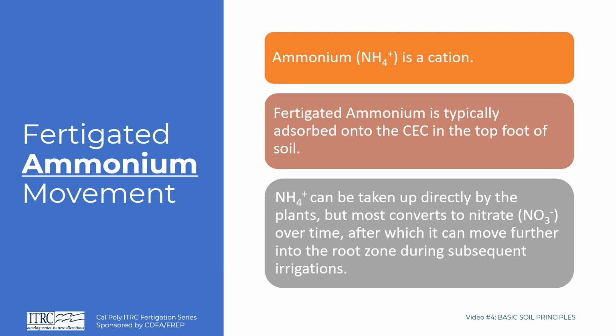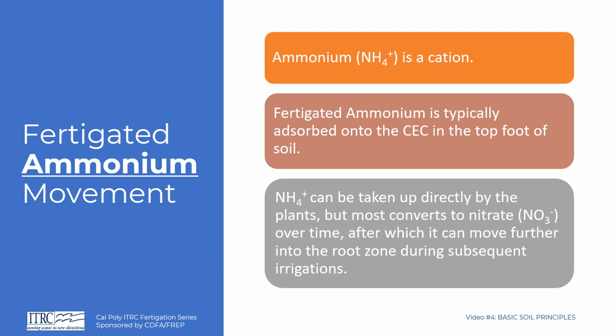Ammonium, on the other hand, when it's fertigated, is quite different. First of all, it's a cation, and because it's a cation, it's attracted to the cation exchange capacity relatively quickly. Most of the fertigated ammonium is absorbed really in the top foot of the soil or so. And plants can take up ammonium, and this is one of the reasons some growers, especially with produce crops, lettuce, broccoli, and so on, will apply ammonium early in the season, because for early crops, it turns out that ammonium can be taken up relatively easily if it's readily available.